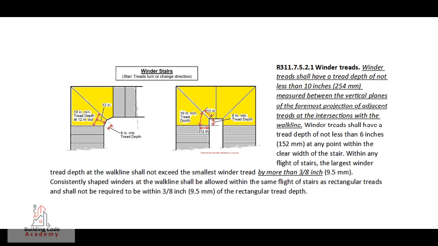Within any flight of stairs, the largest winder tread depth at the walk line shall not exceed the smallest winder tread by more than 3/8 inch, 9.5 millimeters. Consistently shaped winders at the walk line shall be allowed within the same flight of stairs as rectangular treads and shall not be required to be within 3/8 inch, 9.5 millimeters, of the rectangular tread depth.